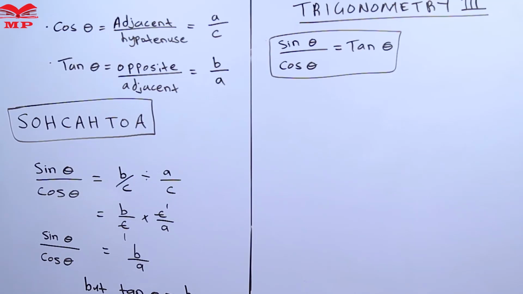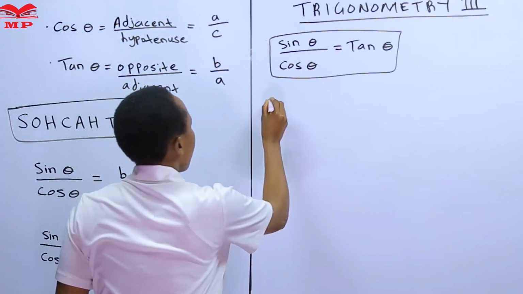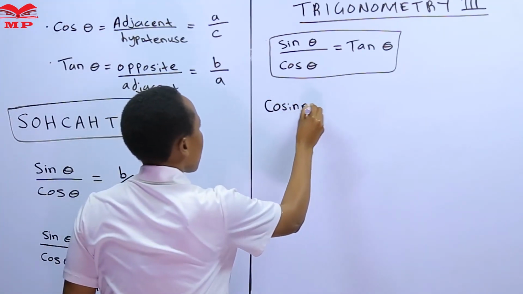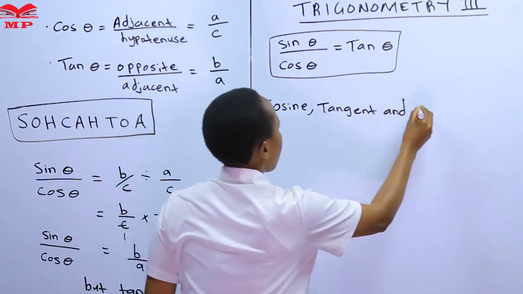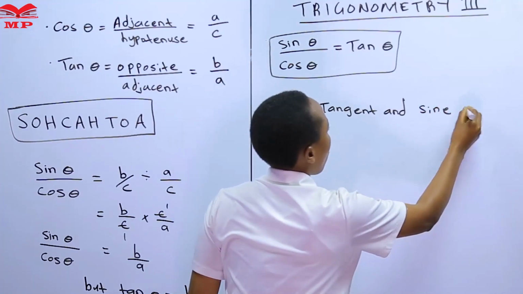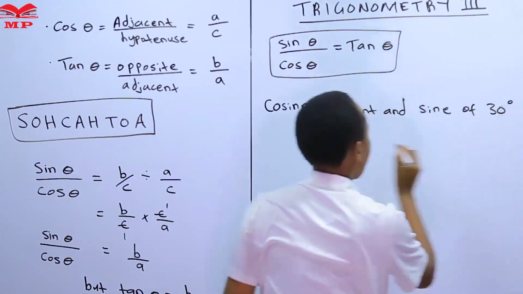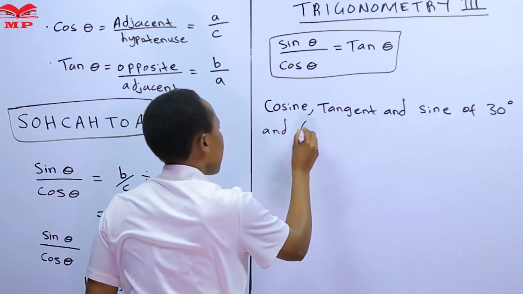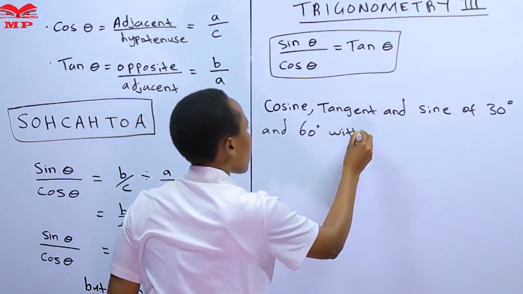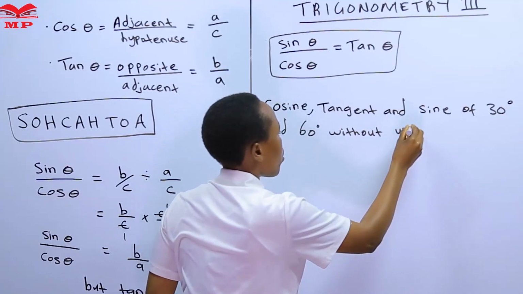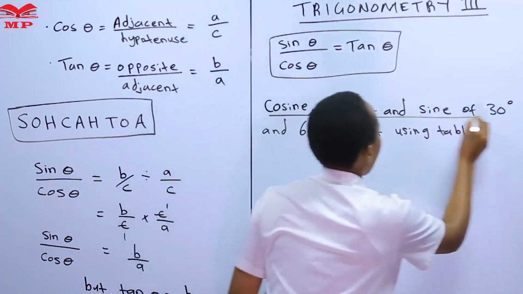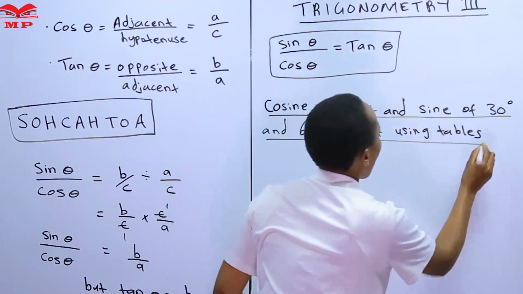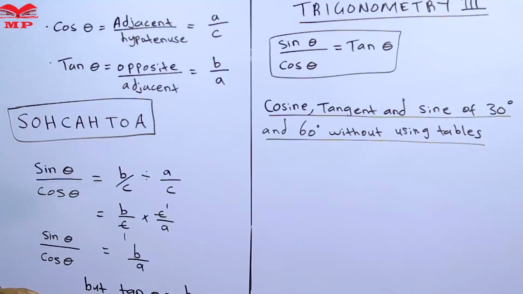Then something else that you also need to remember is how to get the cosine, the tangent, and the sine of 30 degrees and 60 degrees without using the mathematical tables.